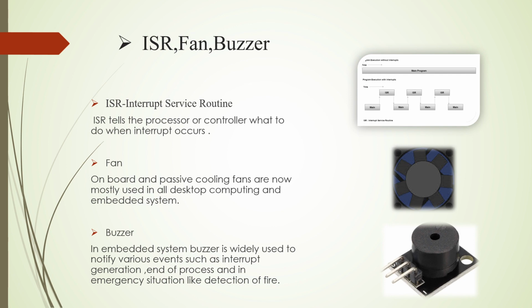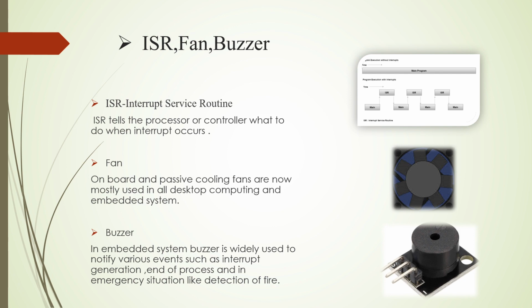Next, fan. A fan is a cooling type device. It is used for cooling the system or board, and passive cooling fans are now mostly used in all desktop computing and embedded systems.